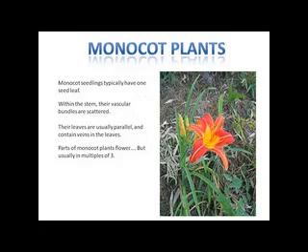Monocot seedlings typically have only one seed leaf on them. Within their stem, their vascular bundles are also scattered, and their leaves are usually parallel and contain veins within the leaves themselves. Parts of some of the monocot plants actually flower, but usually only in multiples of 3.